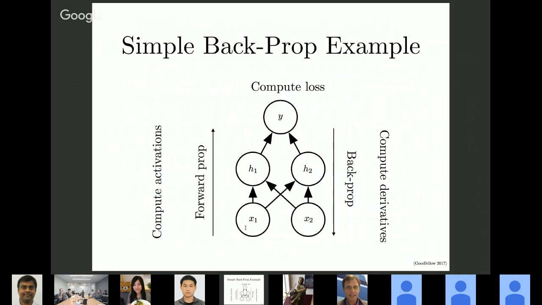And so if your neural net takes the form of a chain, you really walk forward through the chain to compute all the activations, and then walk backward through the chain to compute all of the derivatives. And that's why it's called backpropagation.